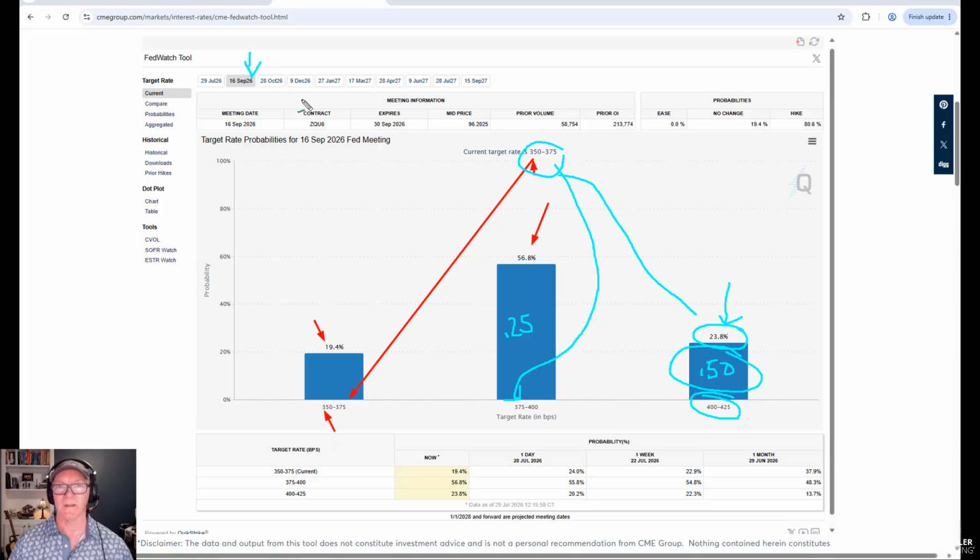So the Fed is probably going to raise rates here. 56% chance of a little rate hike, 23% chance of a big rate hike, and only a 19% chance that they stay the same. Now that's at this point in time. We'll have the Fed meeting again 35 minutes from now and a lot of commentary, and they may say, no, we're not going to raise rates or whatever, that happens, and this will all change.